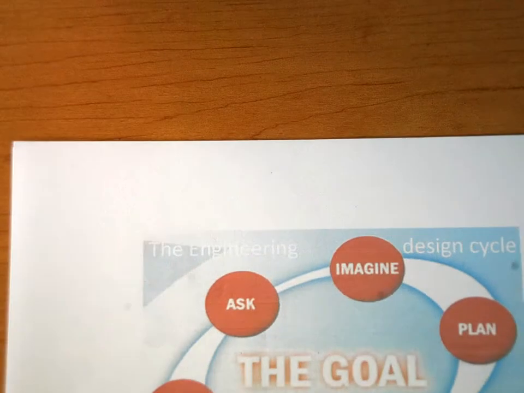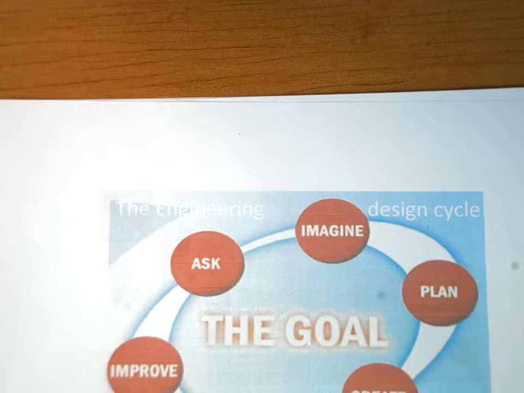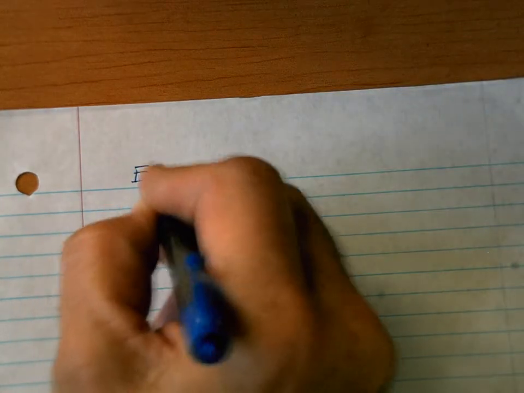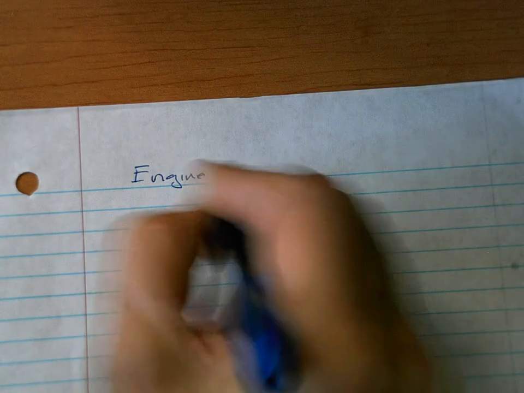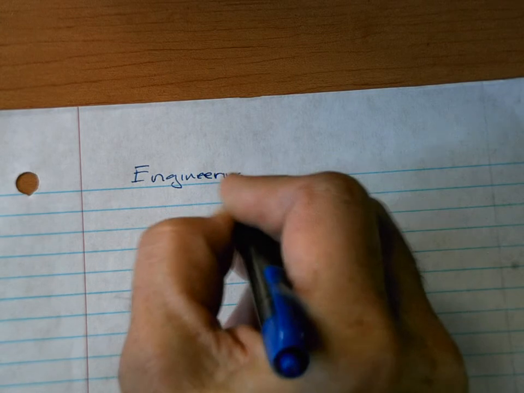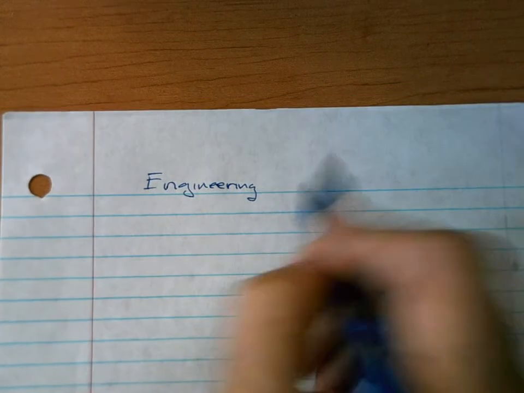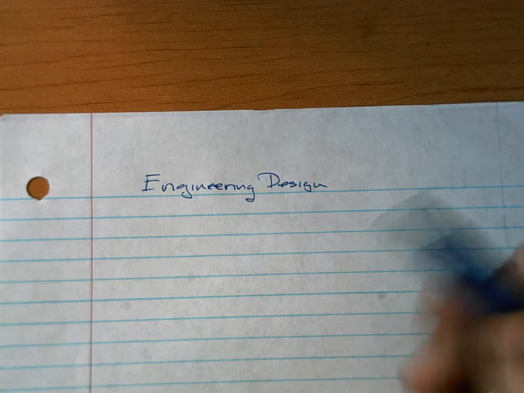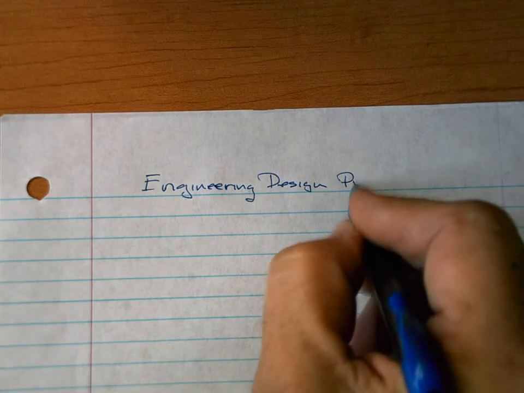So what we're going to start with in our notes today, we're basically going to draw this diagram right here. The engineering design process. This is the scientific method for engineers. And this particular method was kind of worked out with the NASA education resource people.